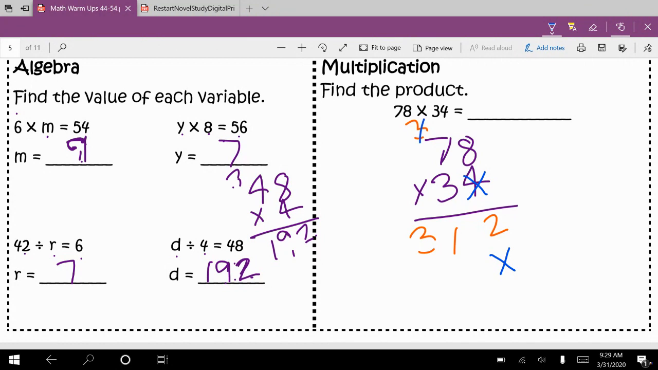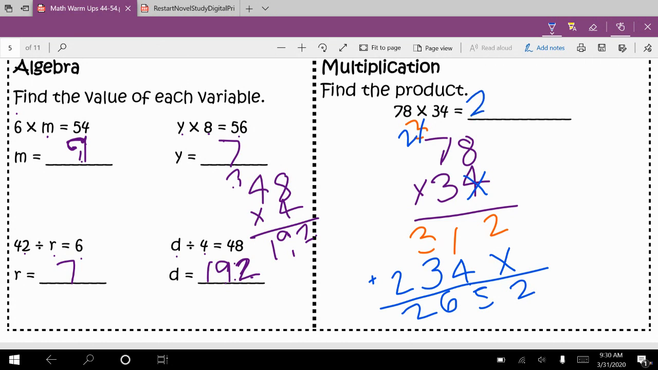3 times 8 is 24. Carry the 2. 3 times 7 is 21. Plus 2 is 23. All right, then we need to add. 2 plus nothing is 2. 1 plus 4 is 5. 3 plus 3 is 6. Nothing plus 2 is 2. So our final answer is 2,652. Woo.